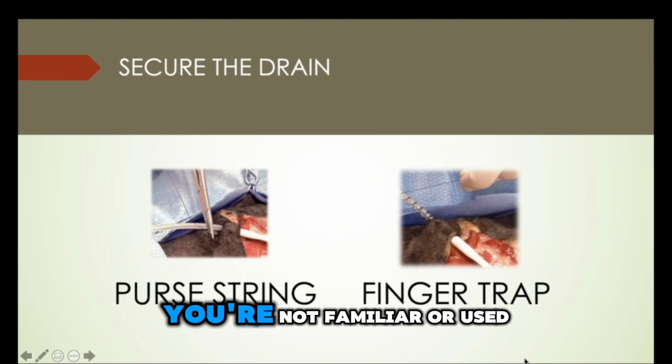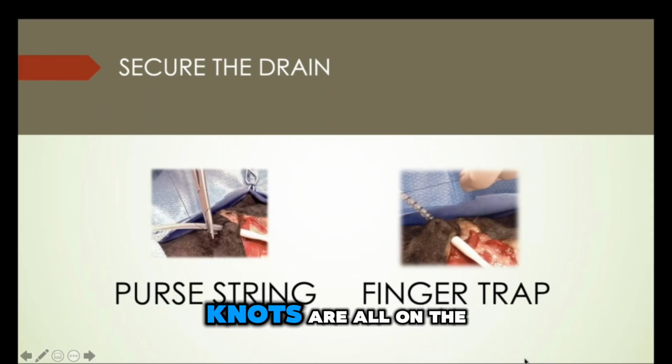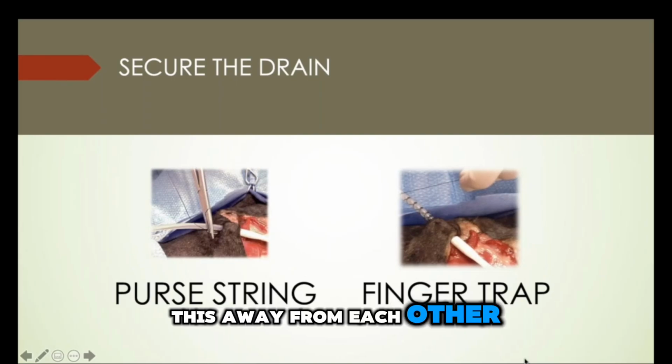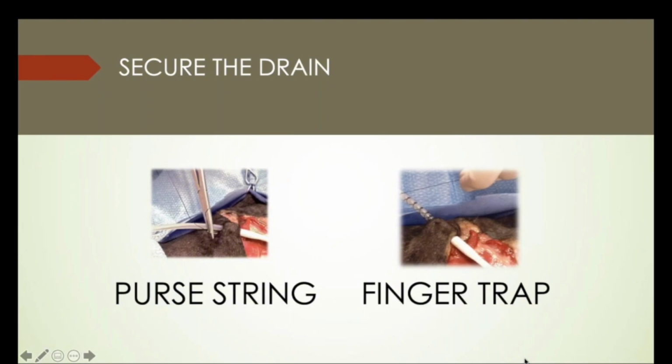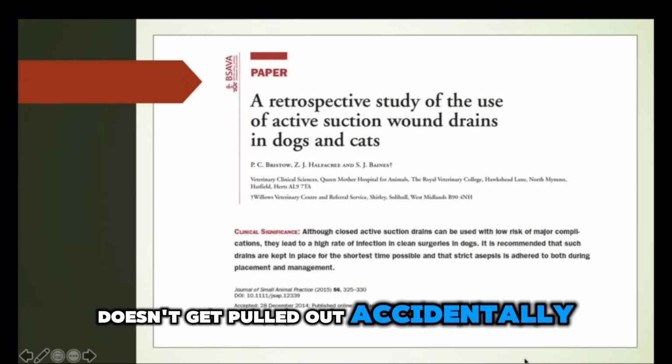So the finger trap, if you're not familiar or used to placing them, I place 1 throw or 2 throws, and then I wrap each end of the suture around the drain and then tie it again. So you can see the knots are all on the same side of the drain. And it's a typical finger trap like we played with when we were kids, or if you have kids now, you're still playing with them, where you try to pull this away from each other, pull the drain out of the skin, and it makes the suture tighter on the tube. And so that's a very effective way of securing these in place. A lot of times, right above the finger trap, I'll take another encircling suture and just tack it again to the skin just to make sure it doesn't get pulled out accidentally.